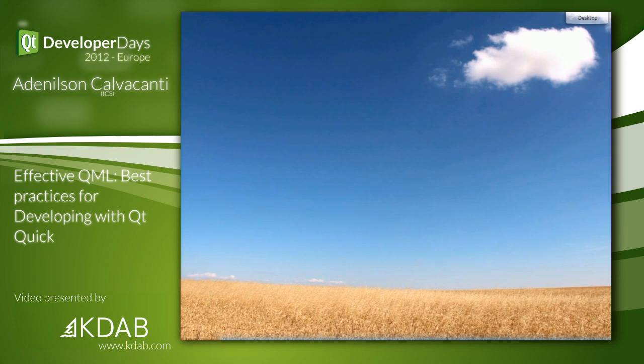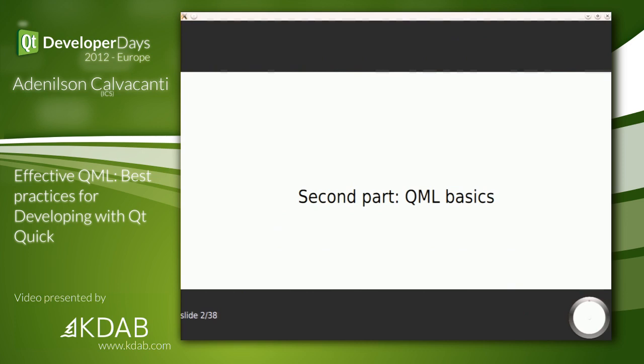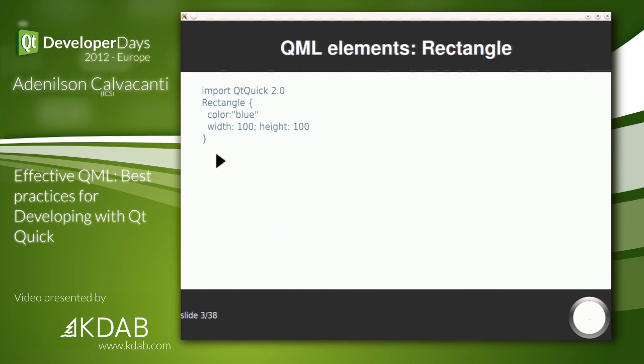Okay, second part. Okay, QML basics. All right. Dear people, I present to you the rectangle. It's one of the elements available to QML. And if I move my mouse over here, there you have it. Say hello to Mr. Rectangle.